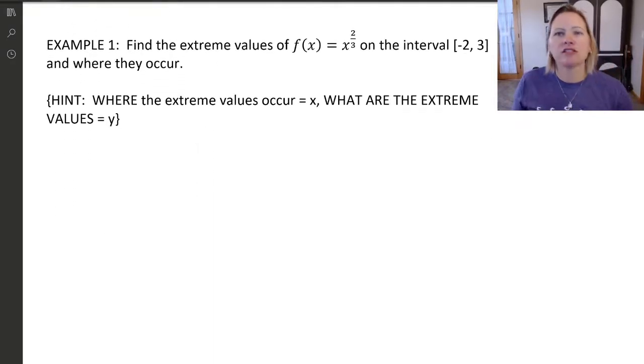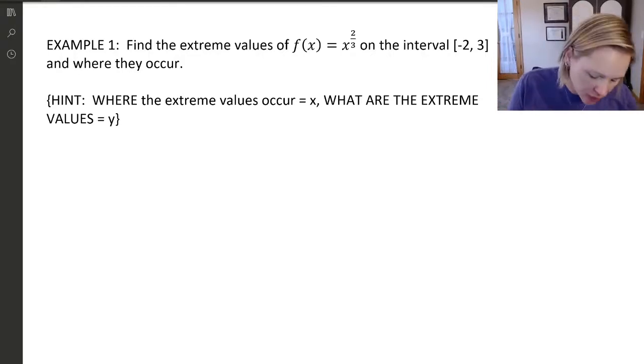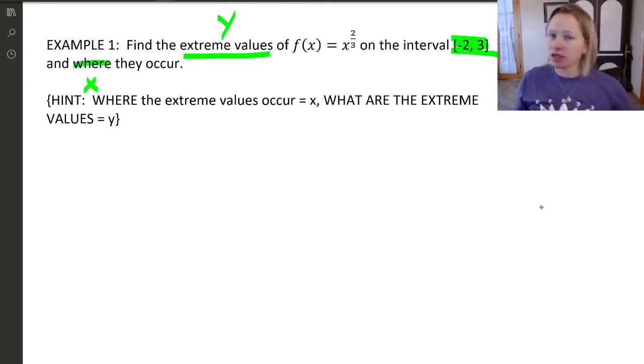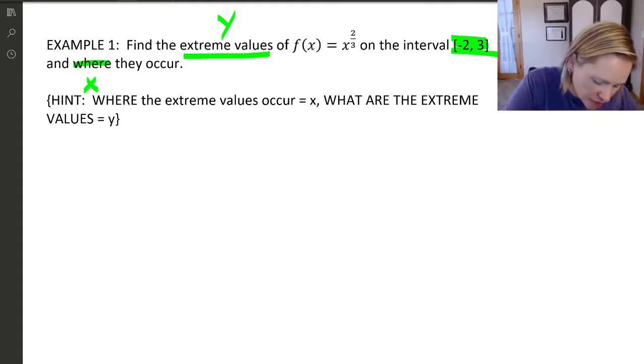So let's put this all into practice. So question 1 says, find the extreme values of this function on the closed interval. I'm going to have to check my endpoints because I have an interval. Find them and say where they occur. So we want the extreme values, so we want the y values, and we want the where, that's the x values. So we're going to need both. So here we go. Let's start by finding the endpoints. So we need endpoints.